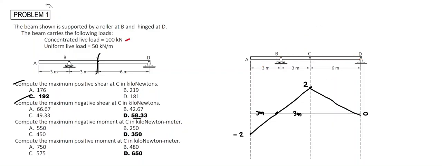Now to compute for the maximum negative moment, we will place our concentrated load at the point where moment is negative and maximum, which is at this point here. And for the uniform live load, we'll place this between A and B, where the area of the influence line is negative.